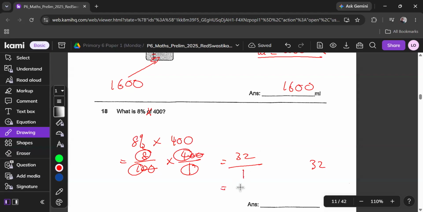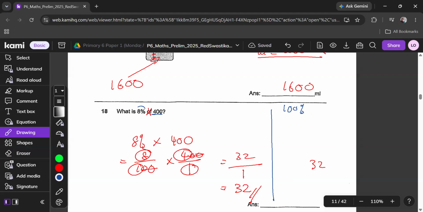So how many is 8%? 32. Okay, right? And Miss Long will teach you another way, another way that your teacher may also have taught you. This is another way, where 100% is the number.